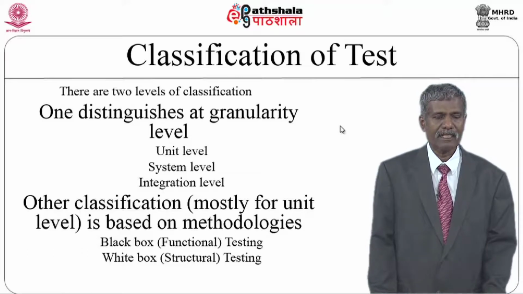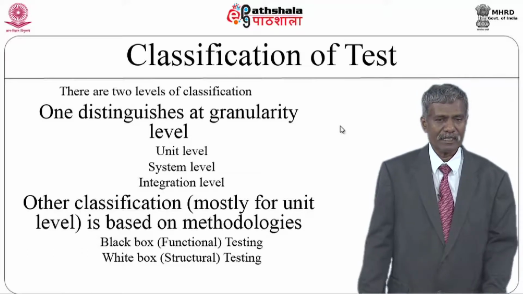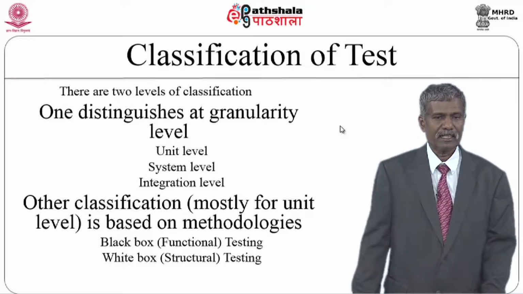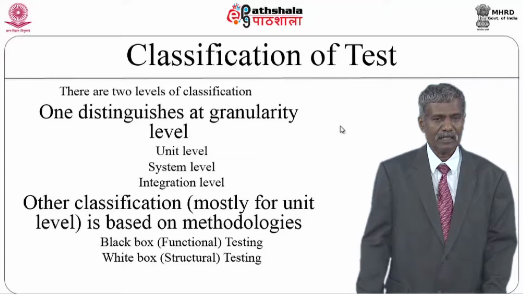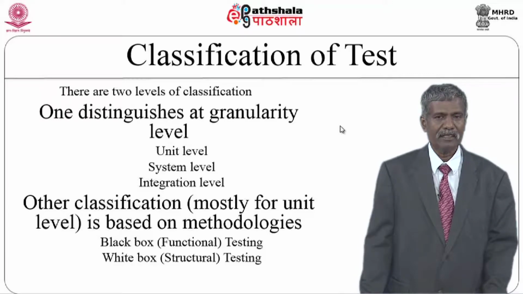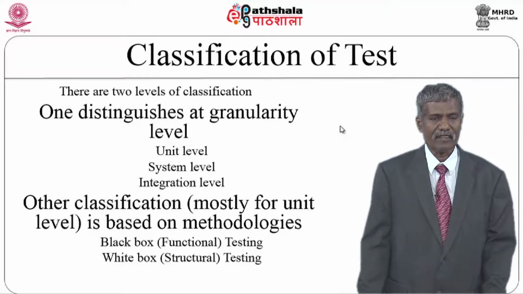In system testing, you have alpha testing, beta testing and gamma testing. First you do the testing using developers. Then beta testing is done using friendly customers. Gamma testing is called acceptance testing. It is tested by the original customer. Like this, different levels of testing are available.